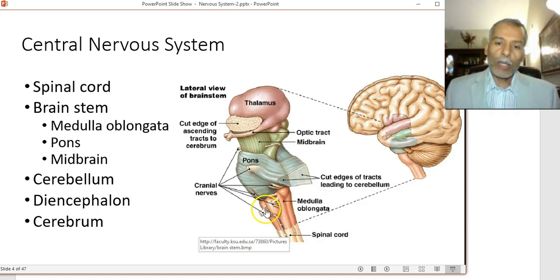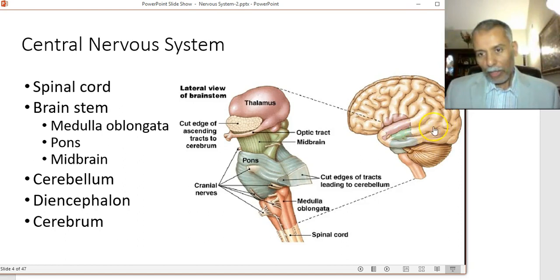So now we have the brainstem parts: the medulla, the pons, the midbrain. I want you to look at this picture on the right, where you have the cerebellum sitting under the cerebrum. So the cerebellum is supposed to be sitting here behind the pons, but it is cut. And you can see part of it is cut.